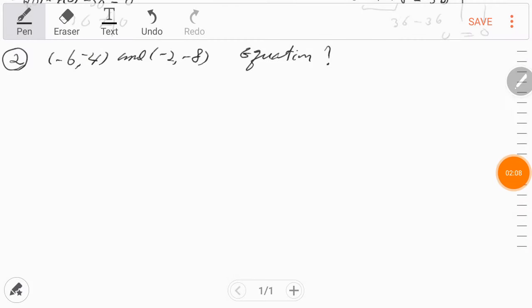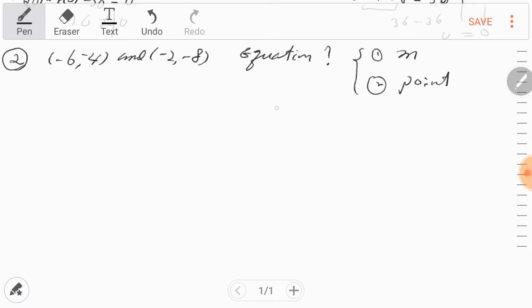Okay, this number 2 is about finding the equation of a line. It's a straight line that passes through these 2 points. So in order to find the equation of a straight line, we need to know 2 things. The first one is a slope. We gotta know the slope and a point. So once we know the slope and point, we can use one of those 2 formulas.